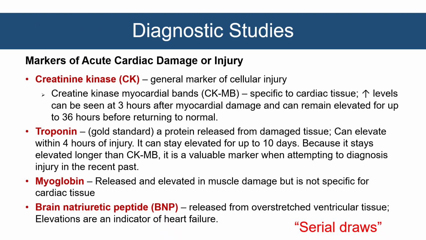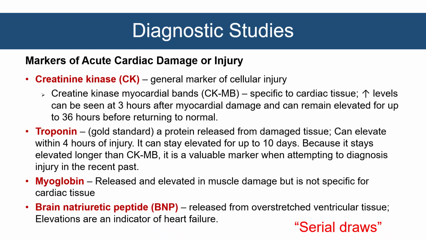More labs that we can look at if a patient is having chest pain or we suspect a patient is having a myocardial infarction is creatine kinase, or CK. This is a general marker of cellular injury, so it's not specific to the heart, it's just general tissue death. Also, there is creatine kinase myocardial band, or CK-MB. This is specific to cardiac tissue, so we can also look at that. But the gold standard is going to be troponin. Troponin is a protein released from damaged heart tissue, and it stays elevated longer than CK-MB, making it the preferred lab for this purpose.